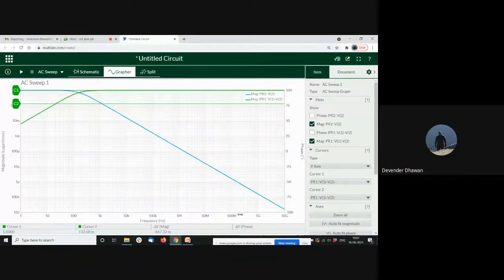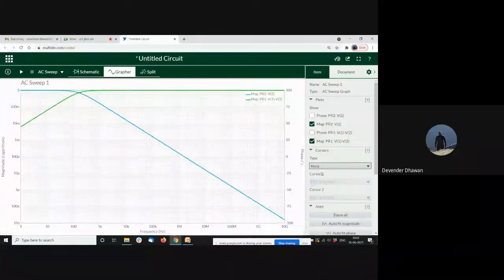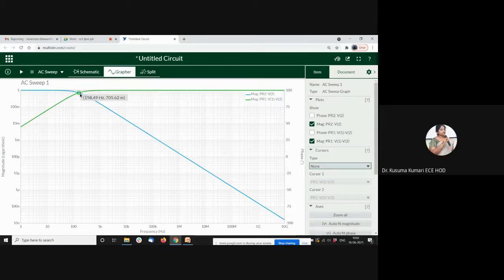Cursor also we don't need. So you can see here, this blue one is again our low pass, and the green one is our high pass, and they are both crossing over at 158.49, which is what our cutoff is, right? Yes, sir. So in the same circuit, we were able to see both low pass and high pass, and this confirms that our cutoff is right here. Are there any questions, sir?